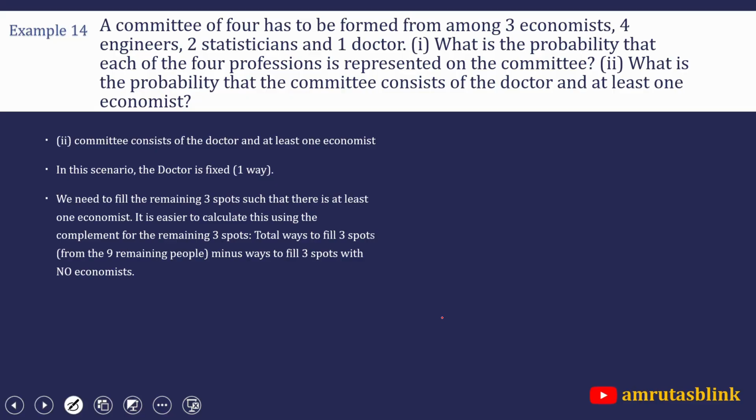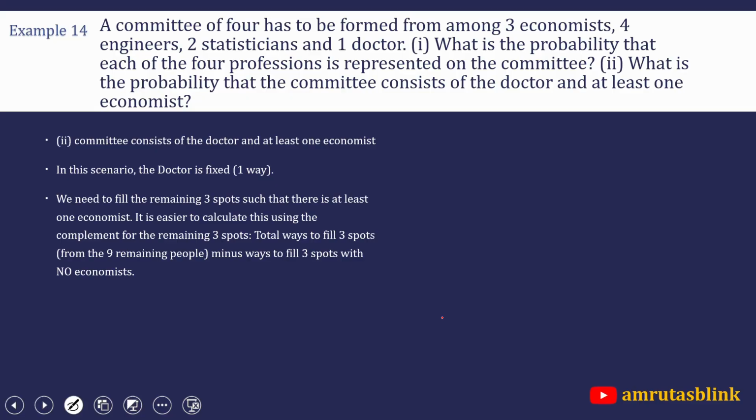So it is easier. We need to select 4 people. Out of 4, the doctor is always fixed. So for the remaining 3 spots we need to select in such a way that there is always at least 1 economist. So you can have 1 economist, 2 economists, or all 3 economists. That's why it is easier to calculate using the complement for the remaining 3 spots.